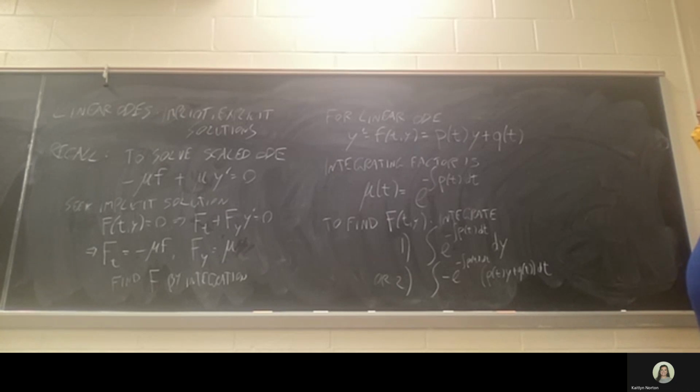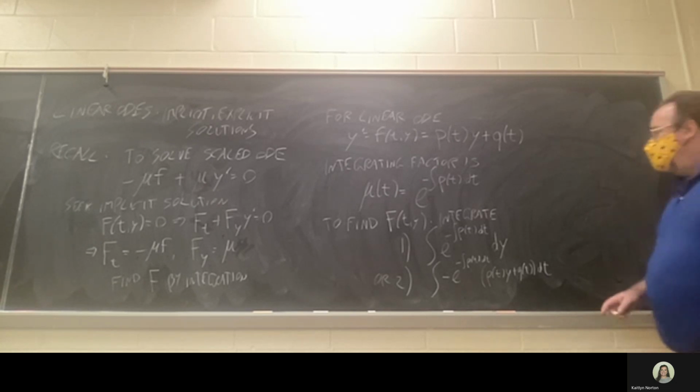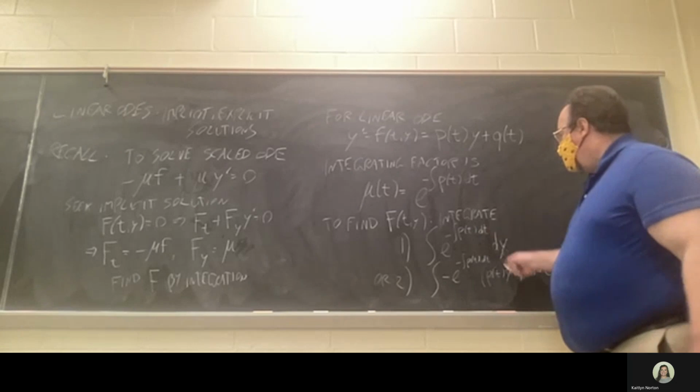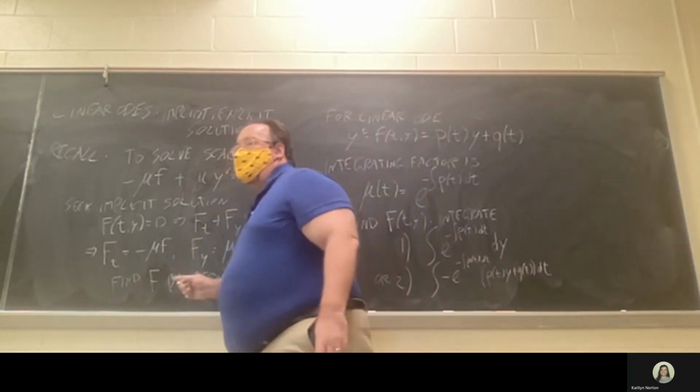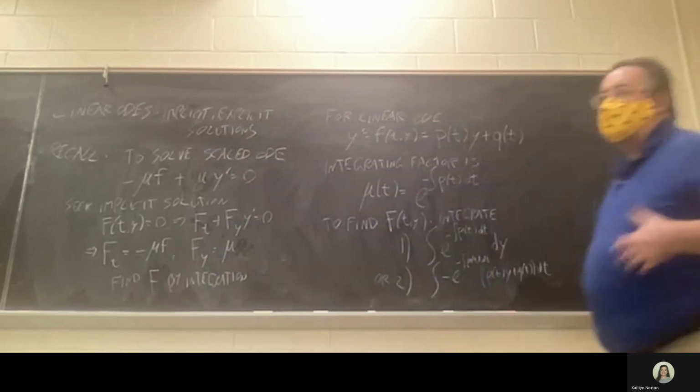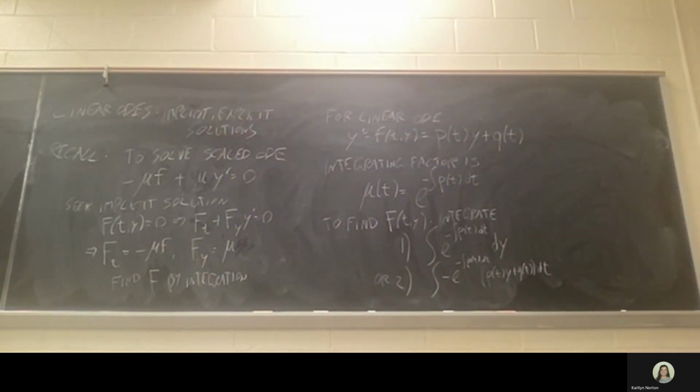Okay. Now, and it's iterated with respect to y, with respect to t, because of which derivatives we have on the left sides of these equations. Because we're trying to solve for capital F. Okay.